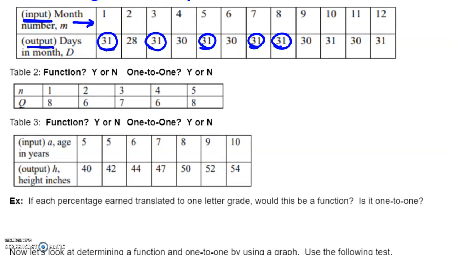So for this relationship, I have N as my input and Q as my output. And so if I look for a function, is this a function? That means that I have to have unique x values. It can't go to more than one y value. Therefore, since I have unique 1, 2, 3, 4, 5, this is a function.